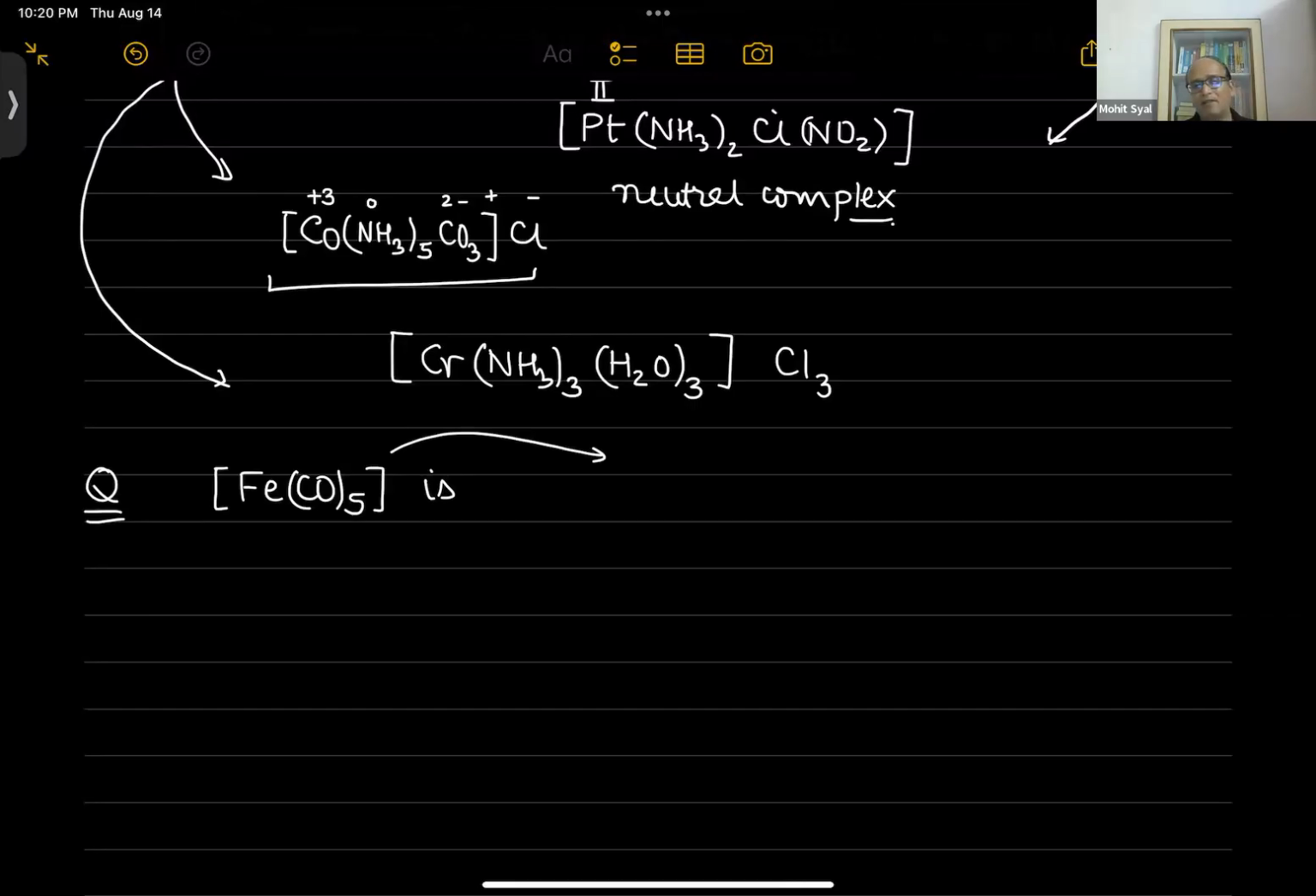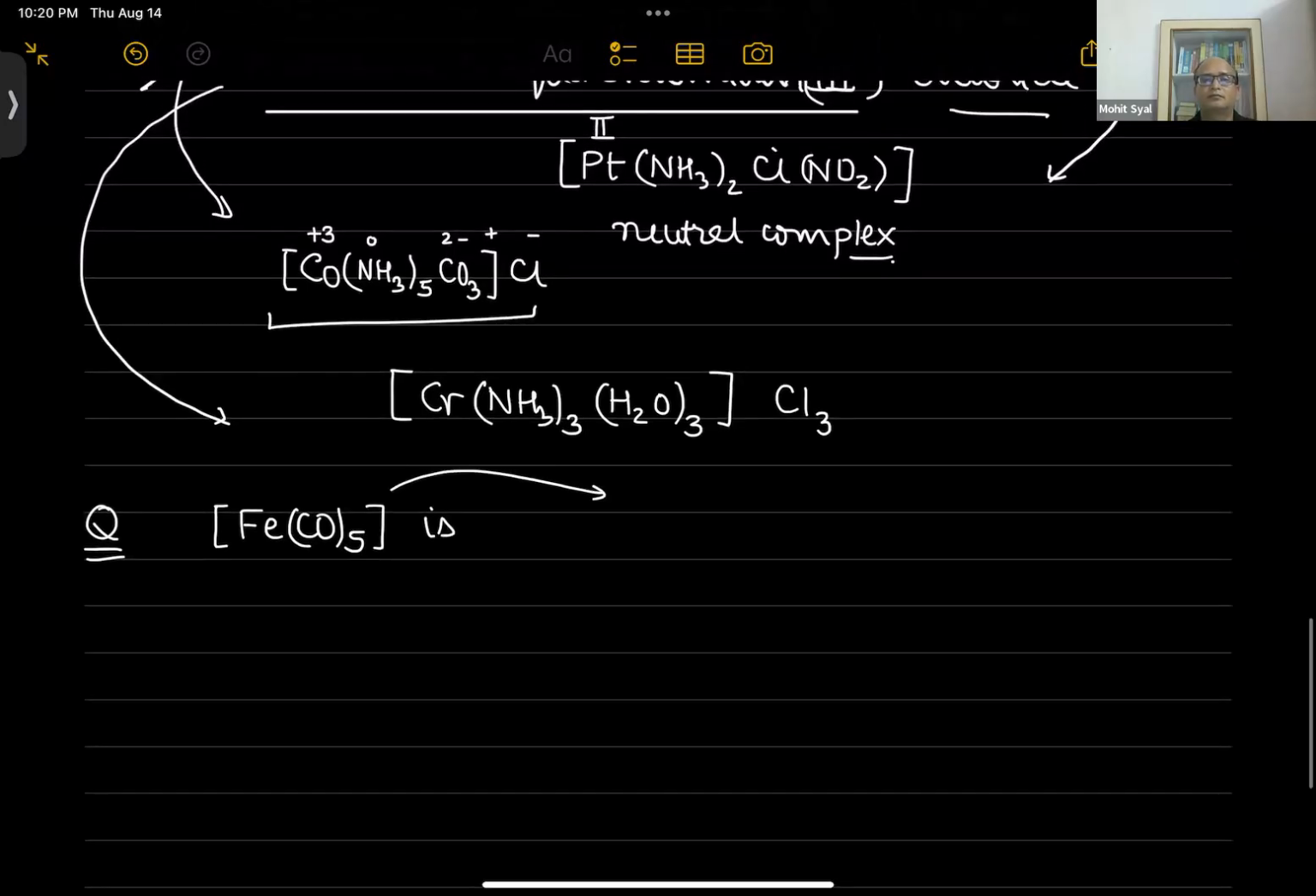Ligands are named first, and how are you going to name them? Very simple. There are 5 ligands, all of the same kind. Pentacarbonyl. Yeah, penta, carbonyl, exactly. Pentacarbonyl. And what about the metal? Should I write it as iron? Should I write it as ferrate? Ferrate, ferrous, what should I write?